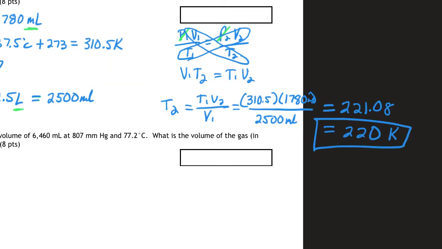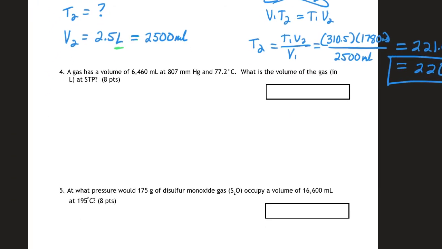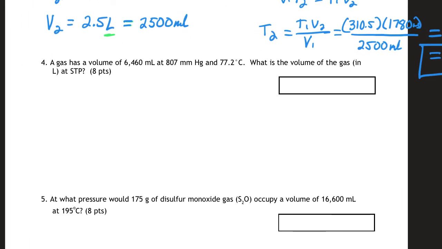So the final answer you should get is 220 K, because we need to have two significant figures because of our 2.5 liters, which was our original starting or ending volume. All right, same thing. I'm going to pause this, work this problem out so you can check your answer. Actually, before I do that, I want to just point out STP.